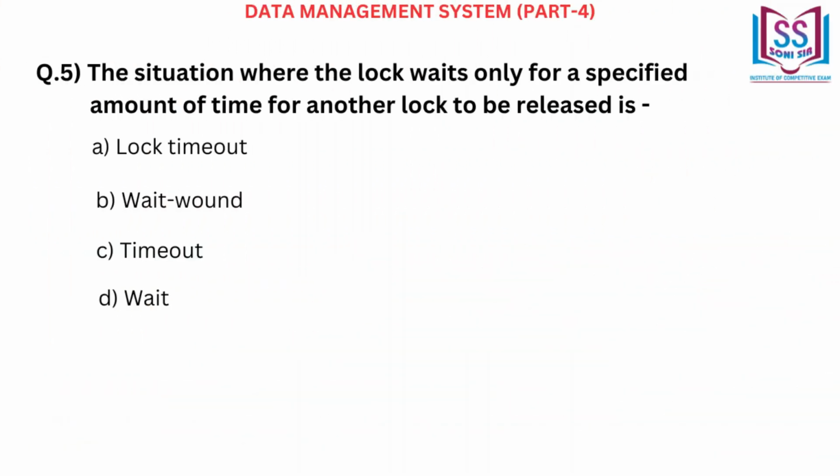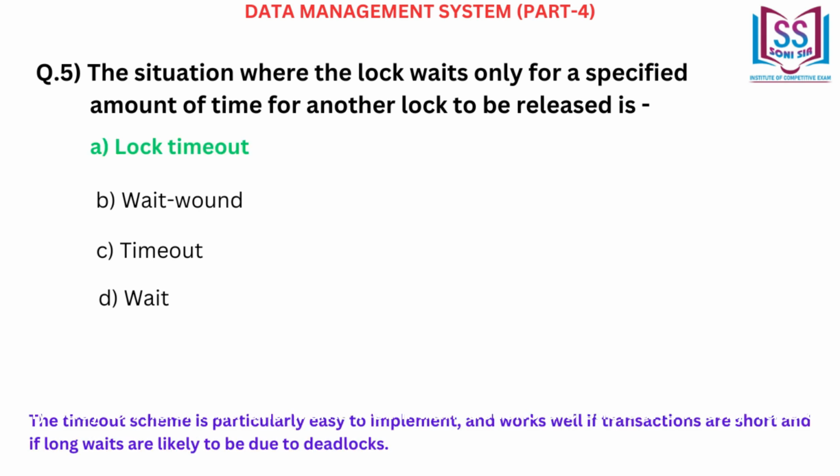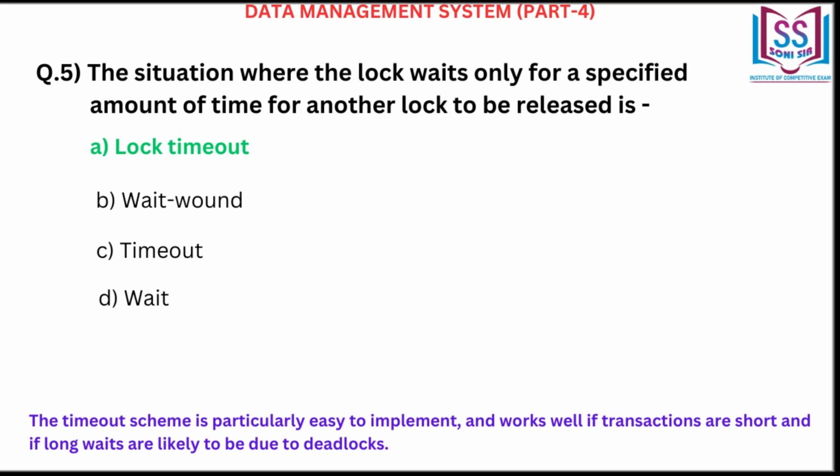The situation where the lock waits only for a specified amount of time for another lock to be released is: A. Lock timeout, B. Wait wound, C. Timeout, D. Wait. Correct answer A. Lock timeout. The timeout scheme is particularly easy to implement and works well if transactions are short and if long waits are likely to be due to deadlocks.